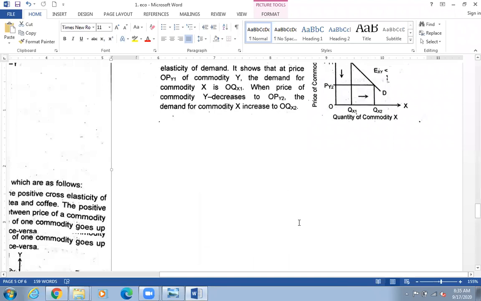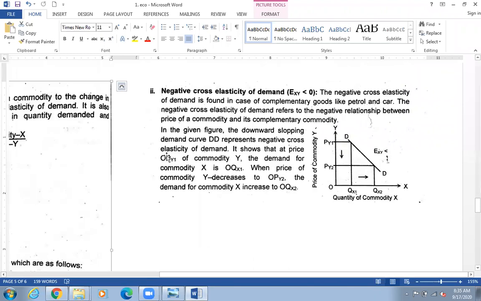So the next topic is negative cross elasticity of demand. Negative cross elasticity of demand is found in the case of complementary goods. We are comparing between two items. Cross means two items. Now what happens in complementary goods? One simple example: pen and ink. Pen and ink is a good example of complementary products. So if the price of pen increases, will the demand of ink increase?